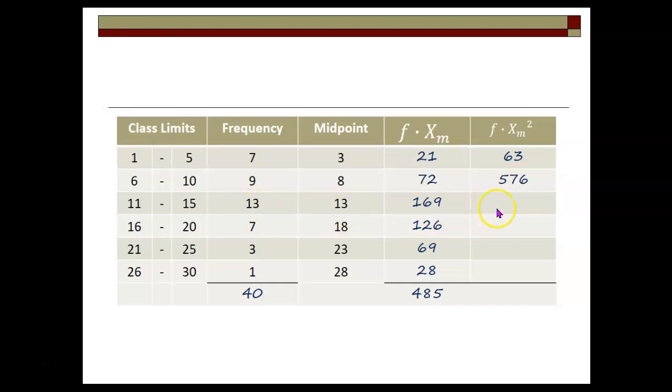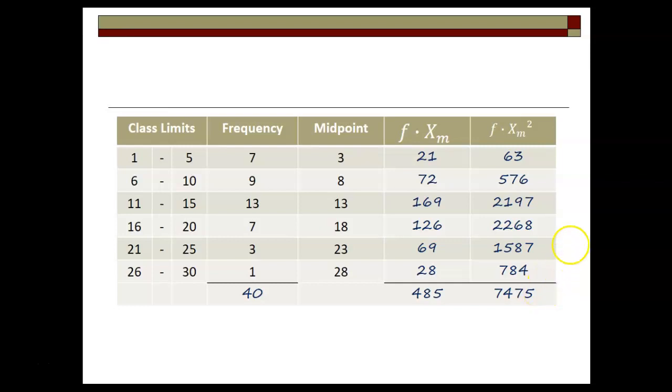13 times 13 squared is 2,197. 7 times 18 squared is 2,268. 3 times 23 squared is 1,587, and 1 times 28 squared is 784. And now we have to add up these numbers. So these numbers in this column add up to a total of 7,475.